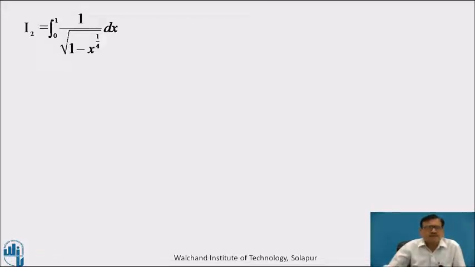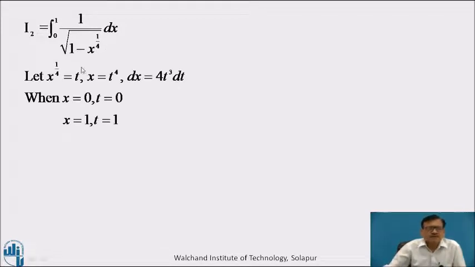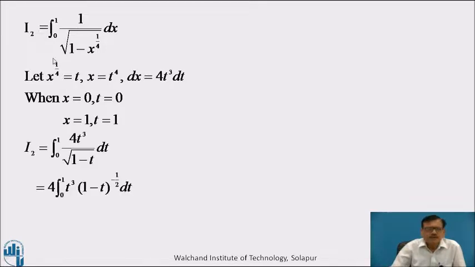Next we will consider I2 equal to integration from 0 to 1 upon square root of 1 minus x raised to 1 by 4 dx. And to express this in terms of beta function, we will take x raised to 1 by 4 equal to t, that is x equals t raised to 4, therefore dx equals 4t cube dt, and we will change the limit accordingly. When x equals 0, we get t equal to 0, and when x equals 1, we get t equal to 1.